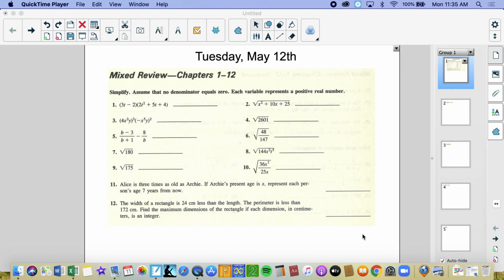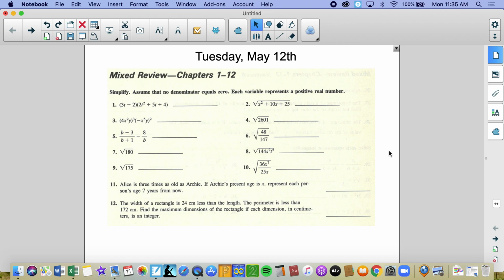Today is Tuesday, May 12th. Let's go over these problems. They are not in successive order, meaning we're not going to start with Chapter 1 and move towards Chapter 12. These problems will range all over the place. So today's homework, you have 12 problems that you had to do.